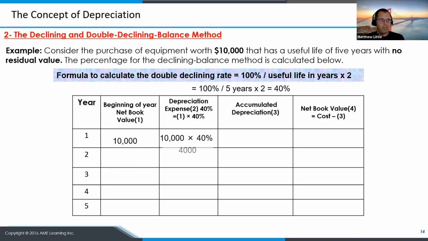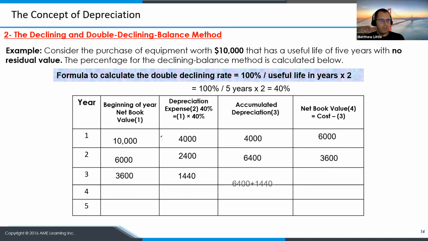So we'll start with the $10,000. 40% of that is the depreciation expense in the first year. So our net book value after the first year is only $6,000. If you remember, in the declining and double declining balance, you use the net book value closing from the prior year to determine your depreciation for the next year. So we take our 6,000 opening net book value, 40% is 2,400. Our accumulated depreciation then is 6,400, showing a net book value of $3,600.